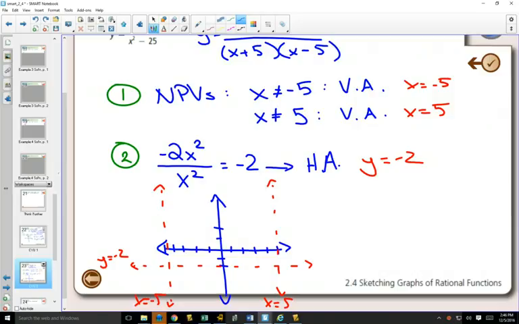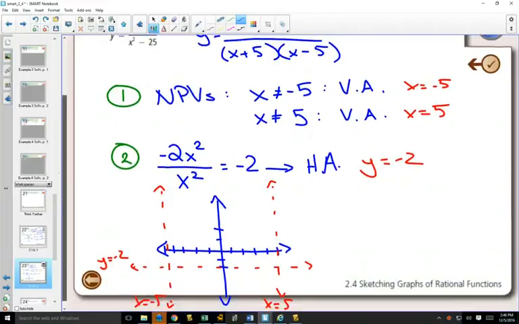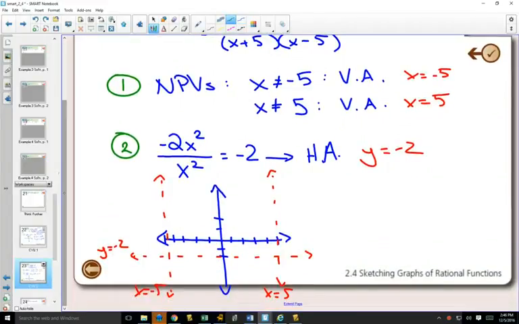Let's find our y-intercept. Y-intercept is found by plugging in 0 for x. What do we get? 0 over -25, which is 0. So we have the point 0, 0.